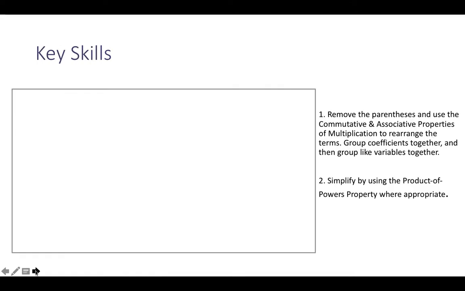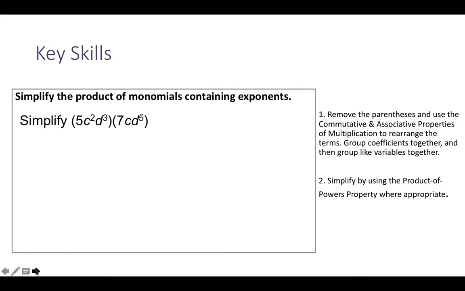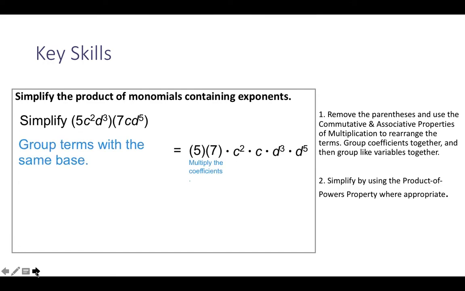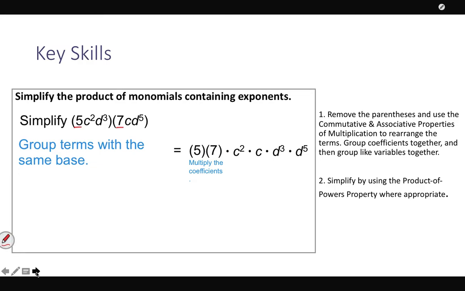All right? So now we'll look to see what we can do if we're asked to multiply monomials. So first of all, to simplify the product of monomials containing exponents. If we want to simplify the product of these two monomials, the first thing we're going to do is remove the parentheses, and rearrange and group them with their same bases. So we're going to group the coefficients together. So the 5 and the 7 are grouped together.